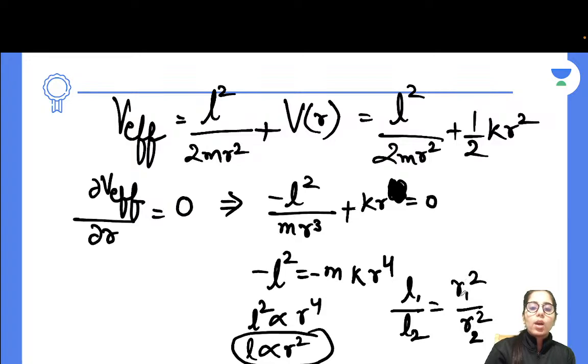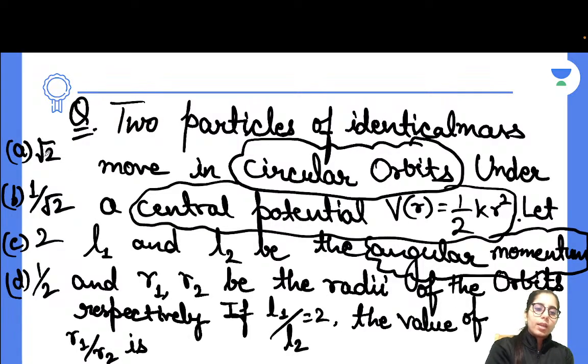So that will give you R1 divided by R2 is nothing but root 2. Hence your option A is the correct one. This is how you can simply get it. But tell me if in case there is anybody having any doubt in this part, we can talk about that.